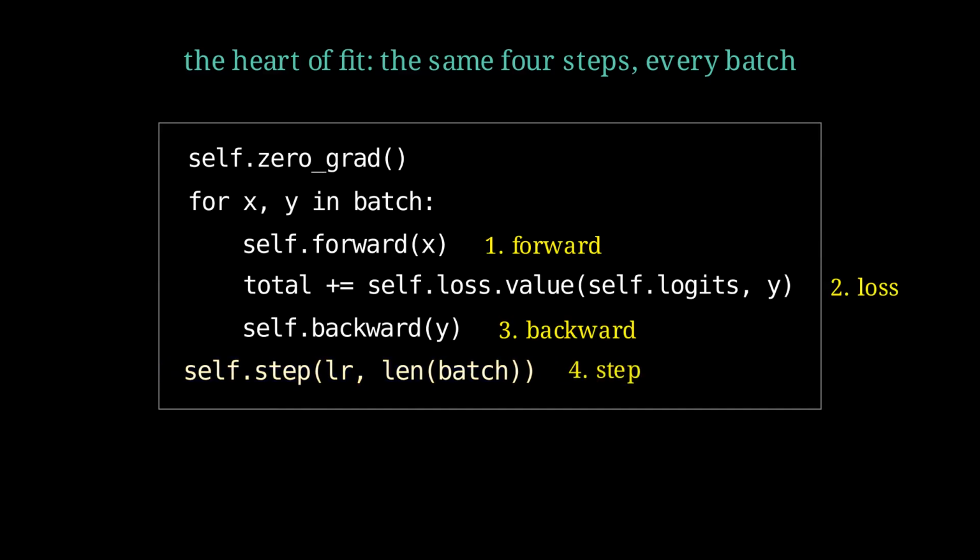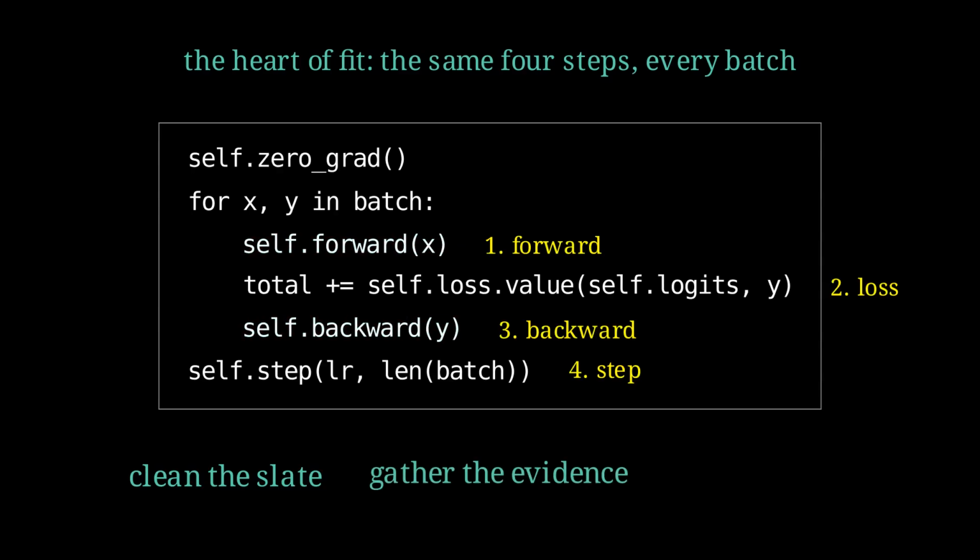That sequence repeated is the entire training engine. One detail: before each batch, we zero the gradients. The backward pass adds up each weight's blame across the whole batch, so we have to wipe the slate clean first, or this batch inherits the last one's mistakes. Then we run forward and backward over every example, letting the blame accumulate, and only then take one step using the average. Clean the slate, gather the evidence, take one step.